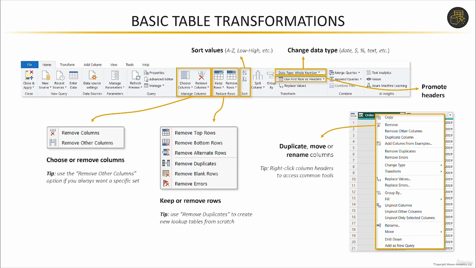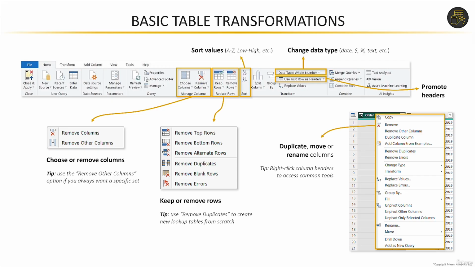And then the last thing I want to call out, if you right-click any column header, you can access a lot of these same common tools, plus you can do things like duplicate, move, or rename columns. And this is a common theme that we'll see time and time again as we work with the query editor, which is that the same tools are often available in multiple places, in multiple menus, multiple tabs, sometimes even in multiple views within Power BI.